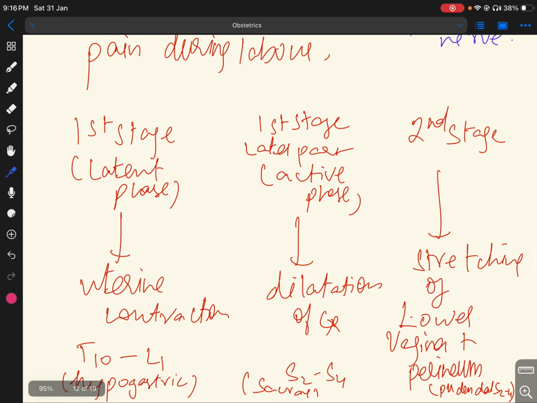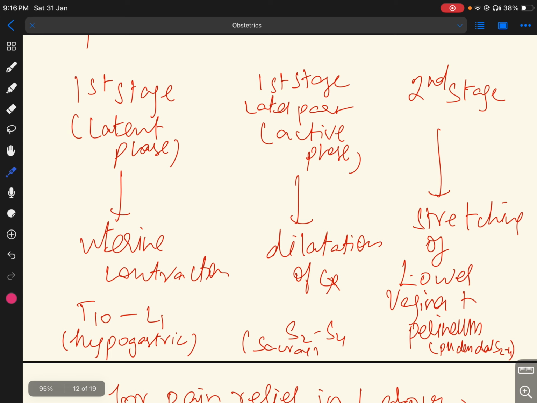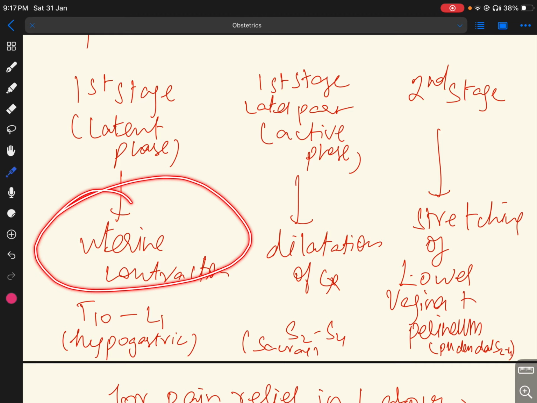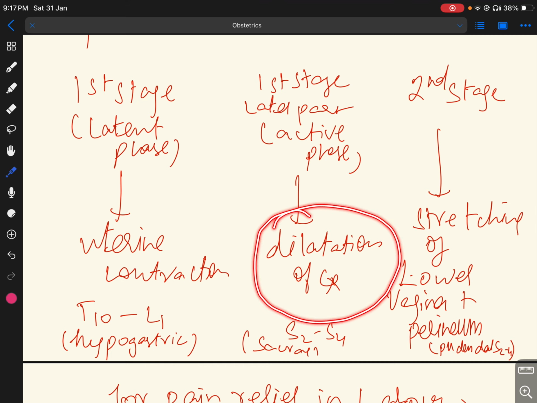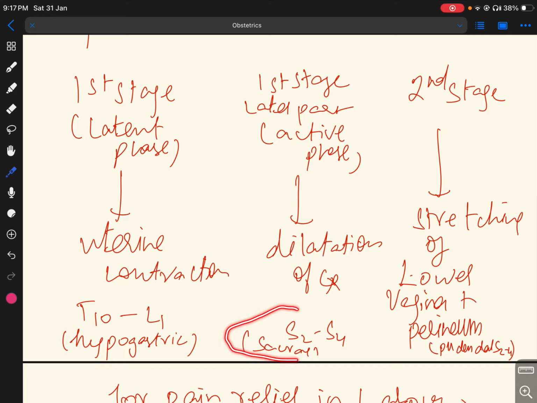What is the pain during labor? In the first stage, we divide it into the latent phase and the active phase. In the first stage latent phase, the pain is due to uterine contractions. It is at the level of T10 to L1. In the active phase, it is due to dilatation of the cervix, that is carried by S2 to S4 sacral plexus.